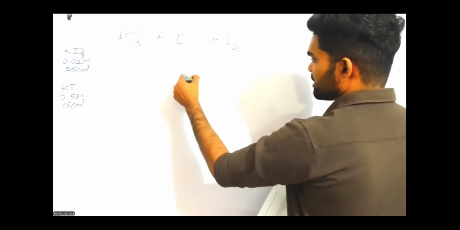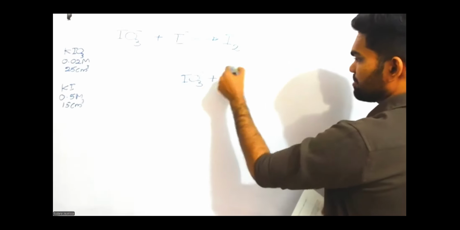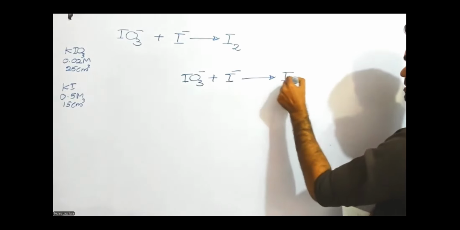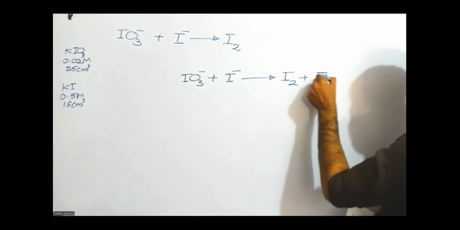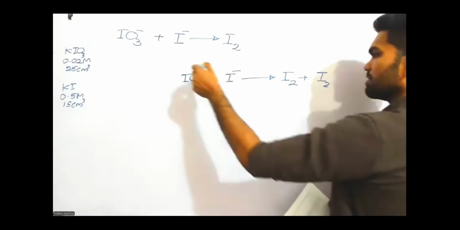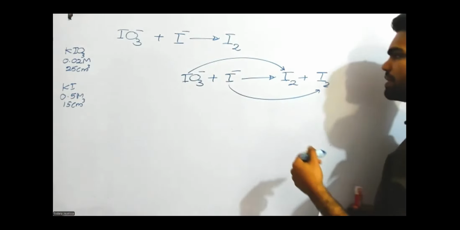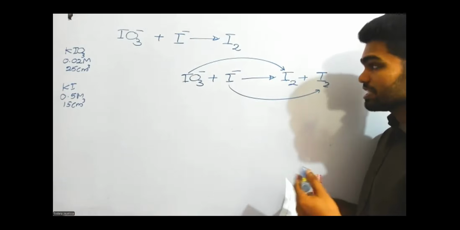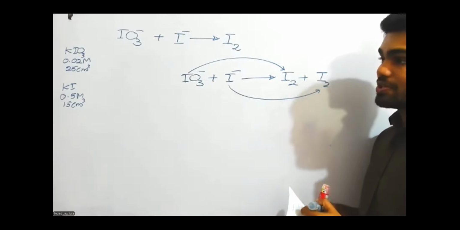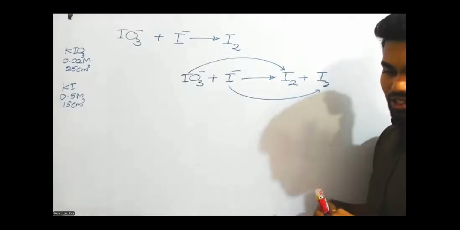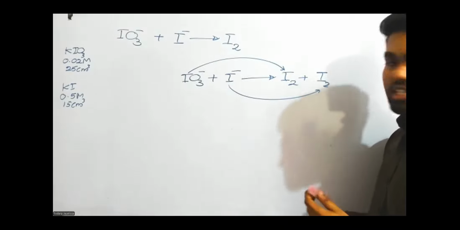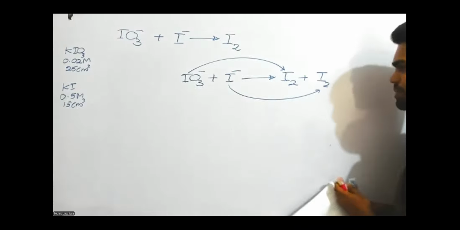Okay. So IO3 minus reacts with I minus to give I2. Now especially you need to write I2 again, because both of these compounds on the left side are undergoing the same change into the same entity. So you need to write it 2 times. Otherwise, you can't do it according to this method.